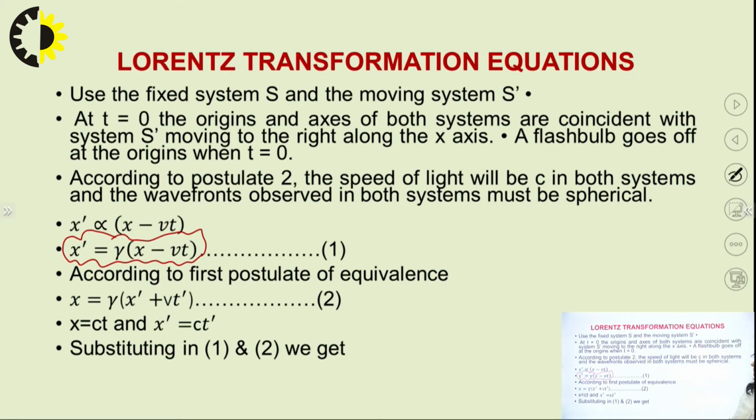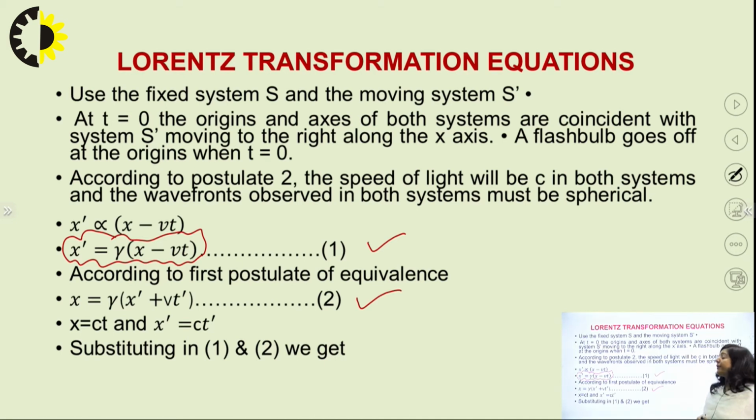You have equation number 1, x dash equals gamma (x minus vt), and as I have mentioned, we have a similar type of equation for x, which is gamma into (x dash plus vt dash). If in both the equations, that is 1 and 2, gamma is known, then the problem is solved. If gamma is known, then we have the transformation equation. So what we have to do is find the value of gamma.